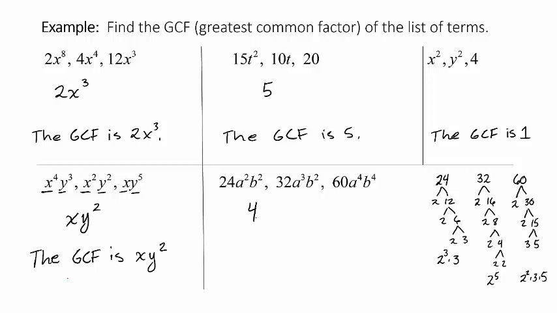Okay, now in the same way we're looking at those variables, right? The lowest number of times we see it in any given term. So in the first one we have 2 a's, a squared. The second one we have a cubed, and in the third one we have a to the fourth. Okay, so I know that I've got at least an a squared in each one of those, right? And then, so now let's look at b squared. We've got b squared, and b to the fourth. Okay, so we've got at least a b squared in all of those. All right, so the GCF is 4a squared b squared.